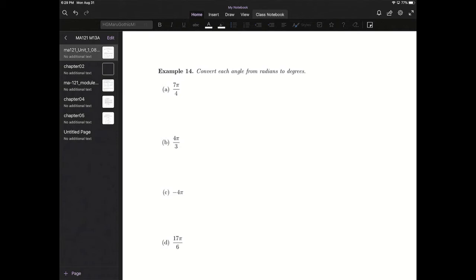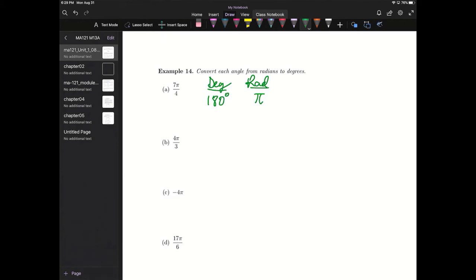So I'm gonna do the traditional method, which is setting up the proportion, but I'm gonna show something about using the conversion factor as a fraction. Okay, so again, I have degrees, I have radians. By the way, you can put this in any order you want. So we know that 180 degrees is equivalent to pi radians. Now I have 7 pi over 4, which is radians, so I'm going to list that under radians. And I want to know what that is in degrees.